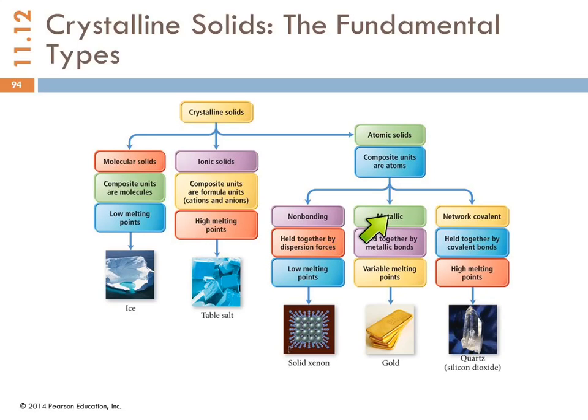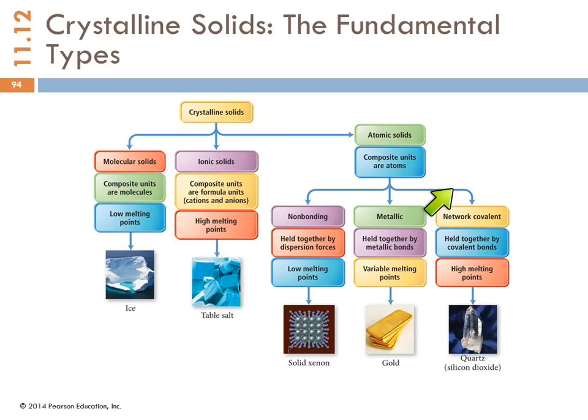We can have metallic atomic solids, and those are held together by metallic bonds. They've got variable melting points. Some of them are room temperature liquids like mercury, gallium will melt in your hand. Things like iron, you have to get much hotter to melt. And so the varying melting points are very different.